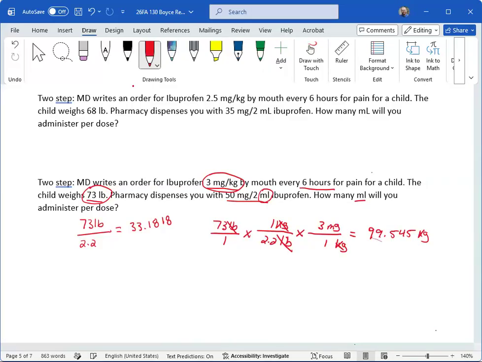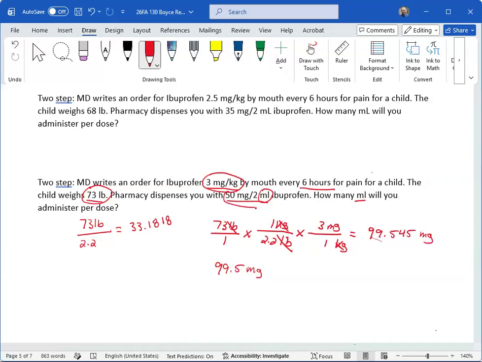But I'm going to take that 99.545 and I'm just going to reduce it down to 99.5. Sorry, that's supposed to be milligrams. Sorry. So that's like our typical order of something, right? 99 milligrams of a particular medication.